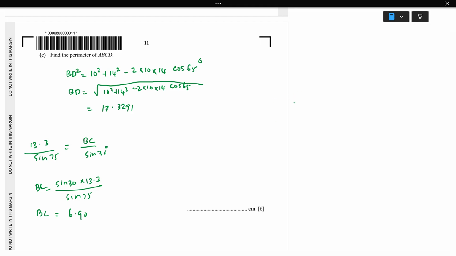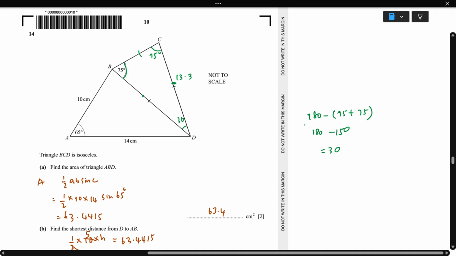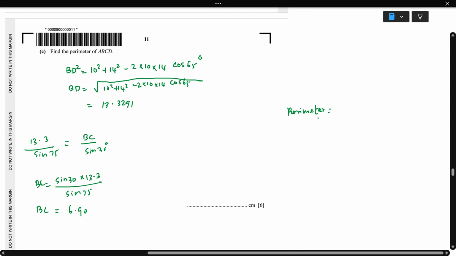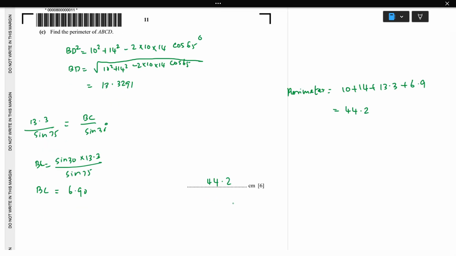Now we got the entire length, so we need to add. So perimeter equals, we should add the values: 10 plus 14 plus 13.3 plus 6.9. When we add up, we'll get 44.2. Yeah, 44.2 is the correct answer. So we write here 44.2. Okay, let's go for the next question.